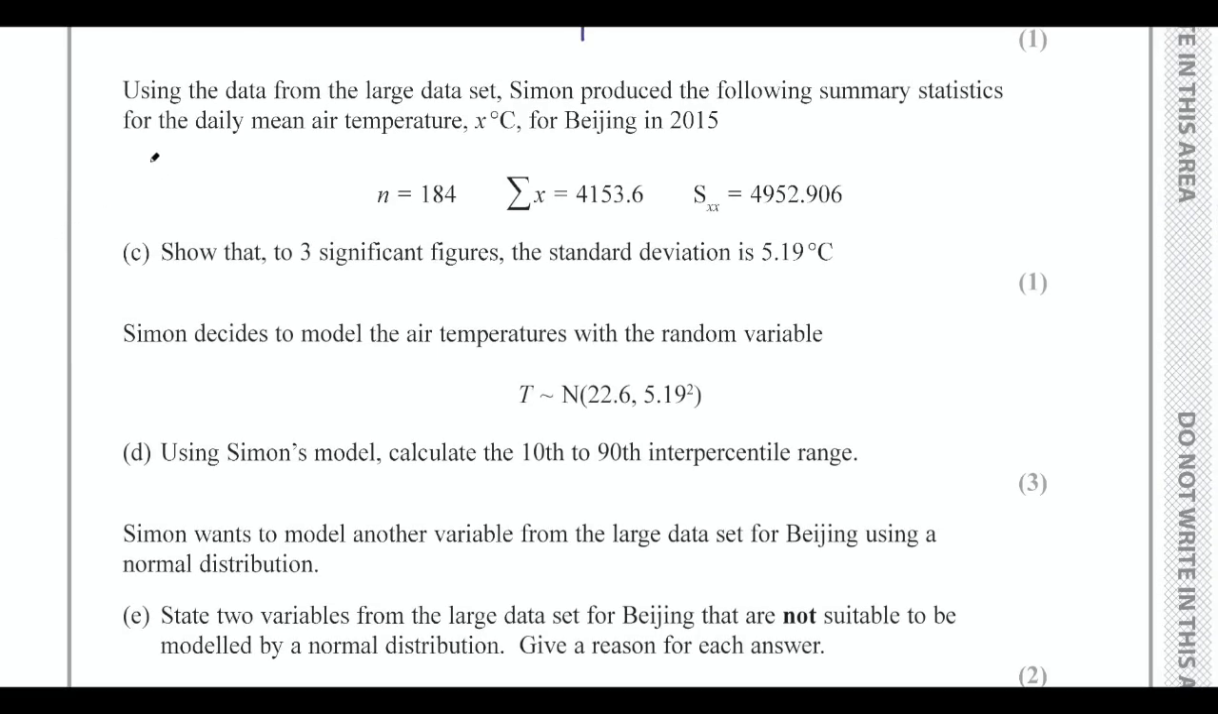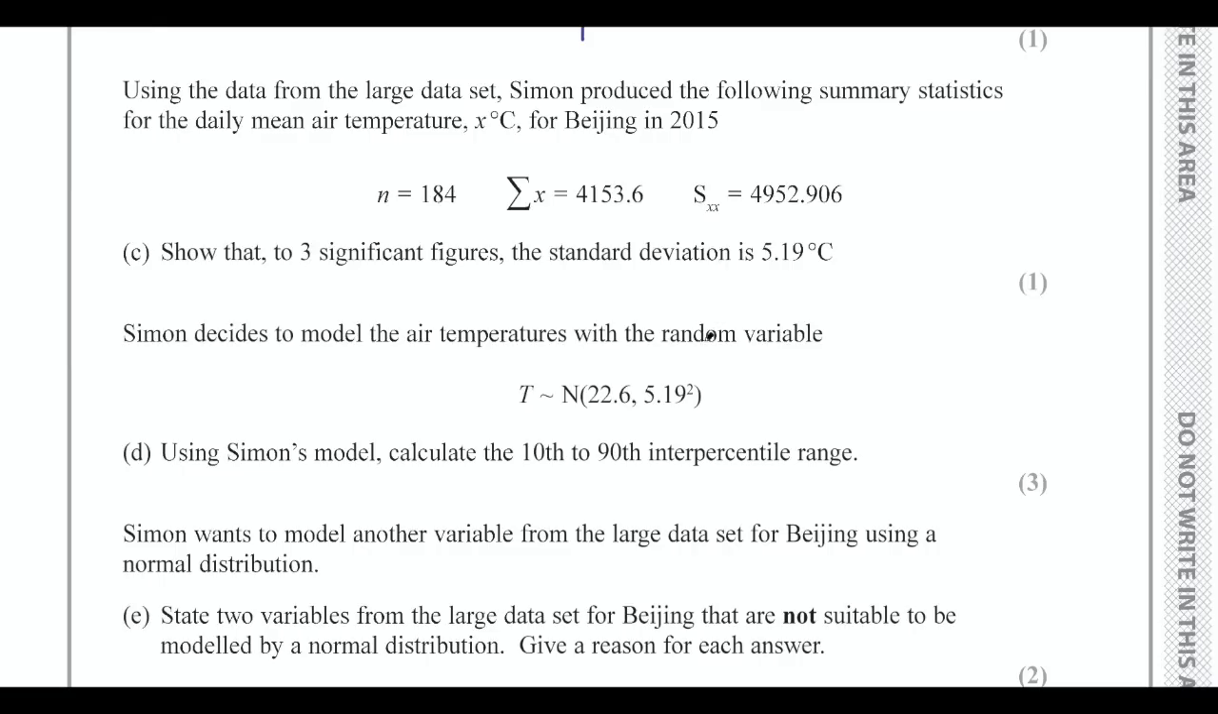Part C says, using the data from the large dataset, Simon produced the following summary statistics for the daily mean air temperature X degrees centigrade for Beijing in 2015. N equals 184. The sum of the X values is 4,153.6 and the sum of the squares is 4,952.906. Show that to three significant figures the standard deviation is 5.19.